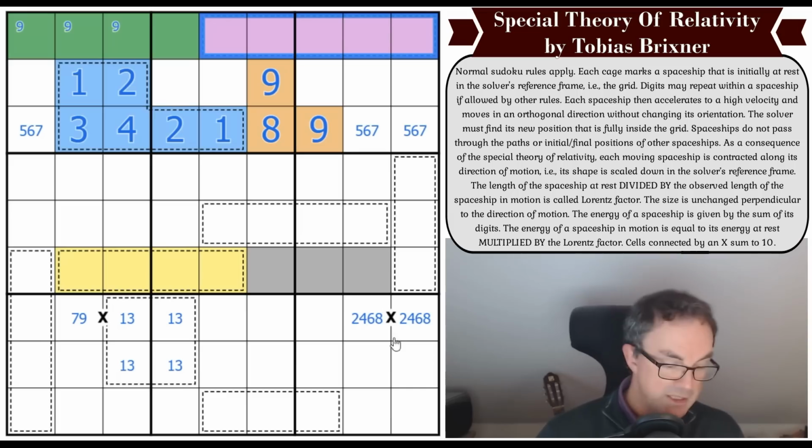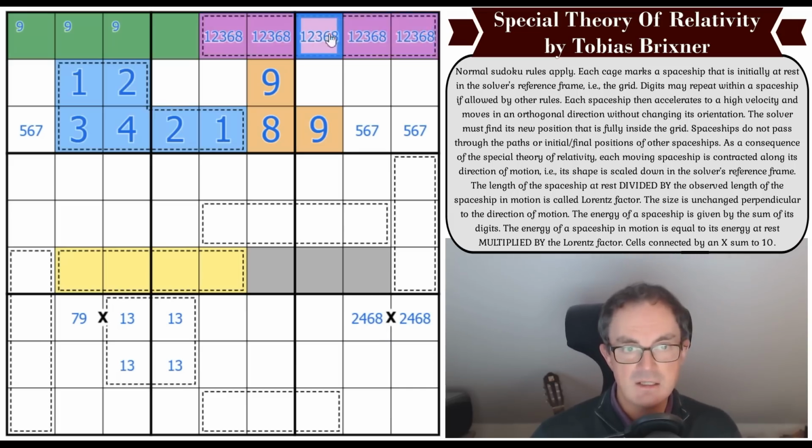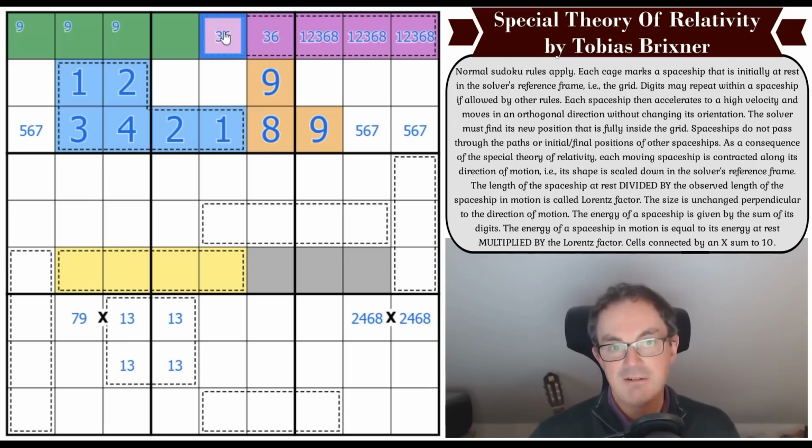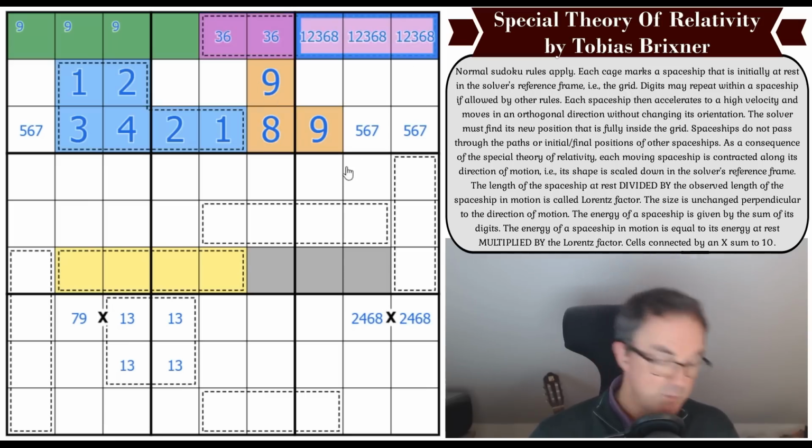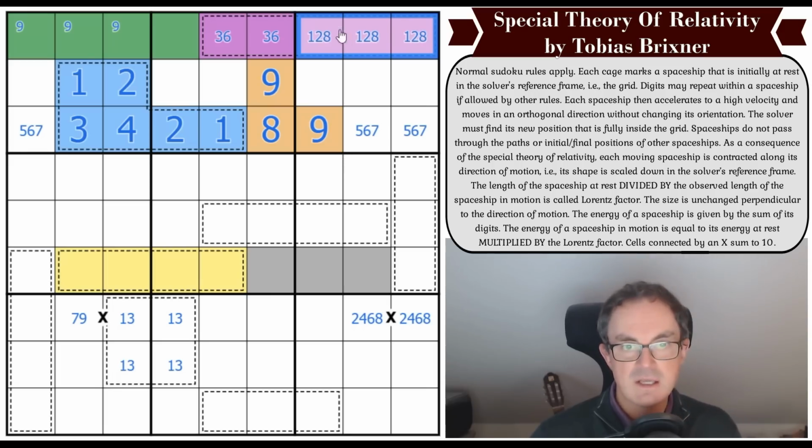Let's just put that in. 1, 2, 3, 6, 8. I know the 1 and the 2 are not there. And the 8, the 8 isn't here either. So that's a 3, 6 pair, which means these are not 3, 6. 1, 2, 8. That doesn't affect those. What are those squares then? 4, 5, 7. Bobbins.